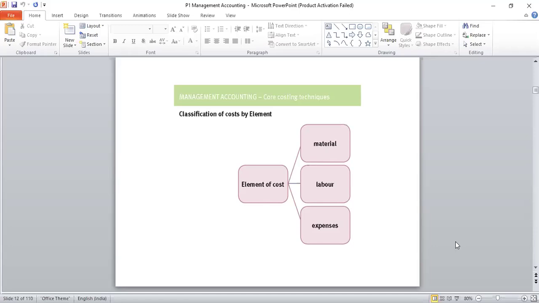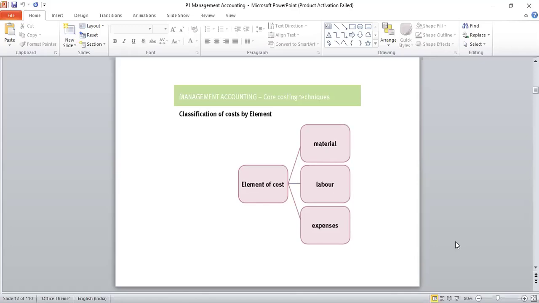Okay, there are three elements of cost. One is material cost, labor cost, and an expense. All the costs which are incurred for acquiring the material, the main source of resources which is converted into the final product, finished product, which can be sold, such a cost is called as material cost. The cost which is incurred to convert this raw material into finished goods is called as labor cost. Then any cost other than the material cost and labor cost, we call that as expenses.